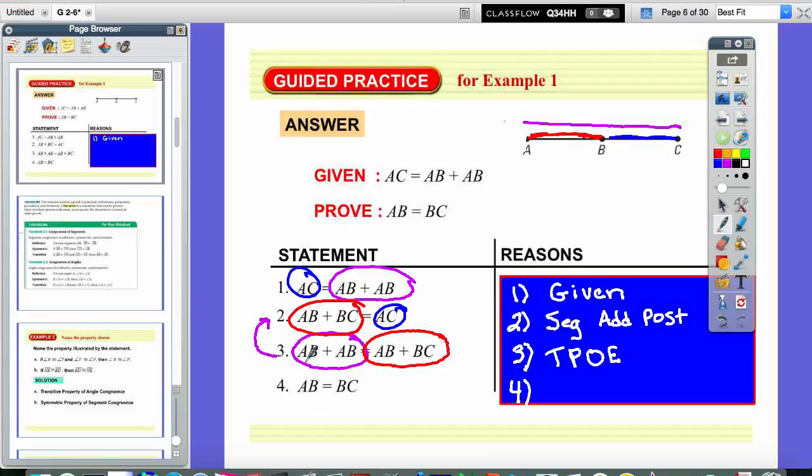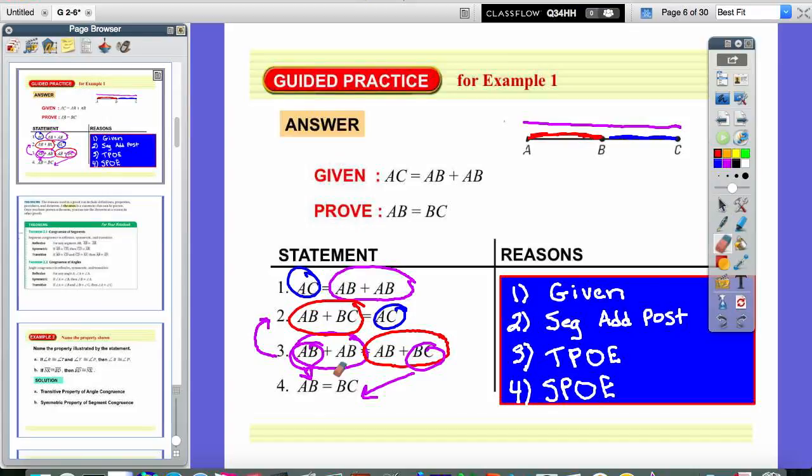Then, for number 3, I can look here and see that statement 3 was AB plus AB. Another part of the statement was AB plus BC. So this BC is that BC here, and this AB is this AB here. Both of these up in statement 3 had an AB term, and they don't have it here, so I'm actually subtracting AB from both sides. When I do the same thing to both sides, it's the subtraction property of equality. And those are the reasons associated with the statements in this proof.